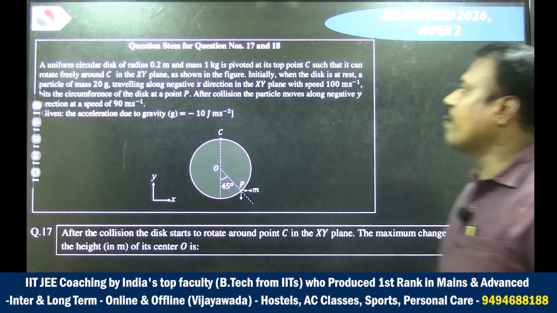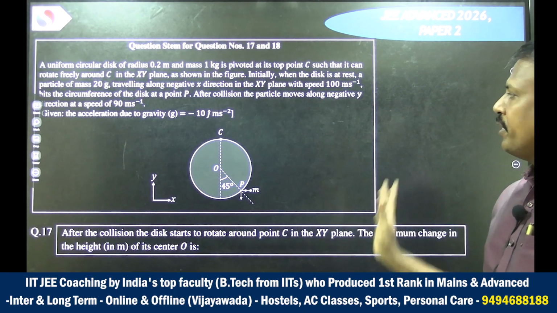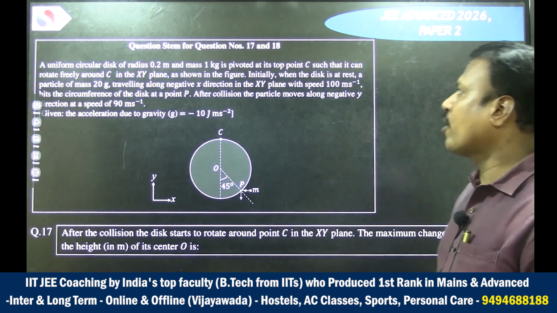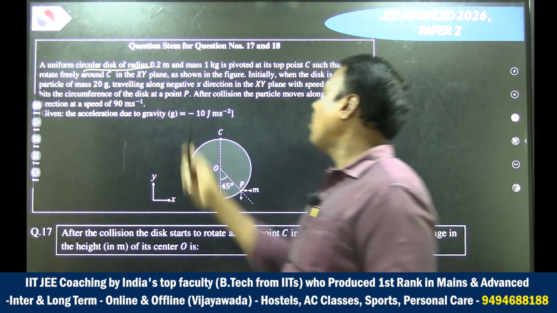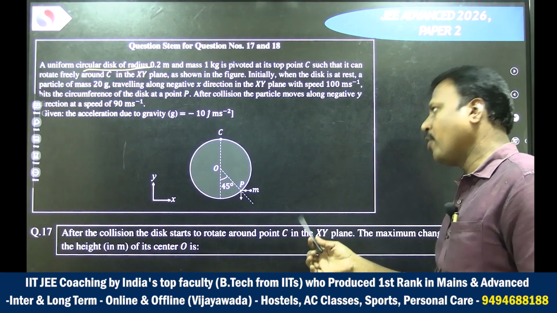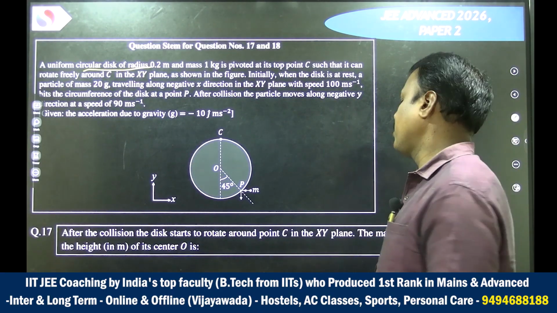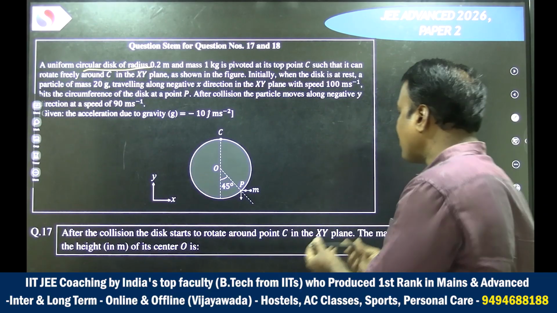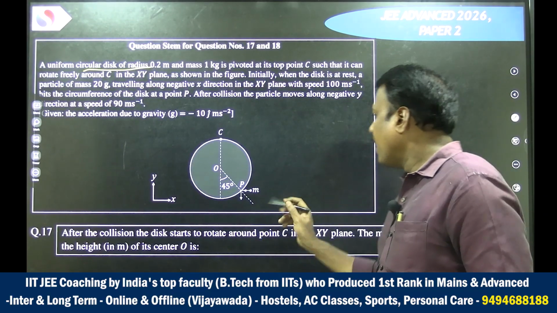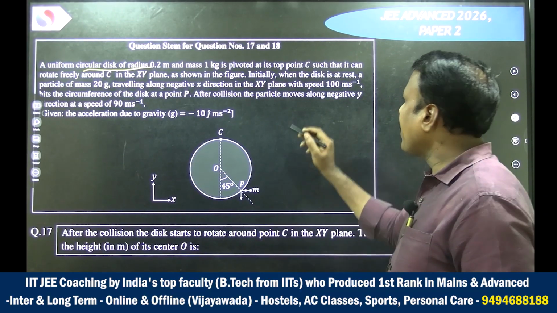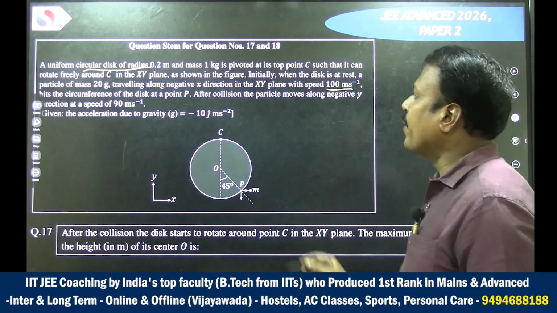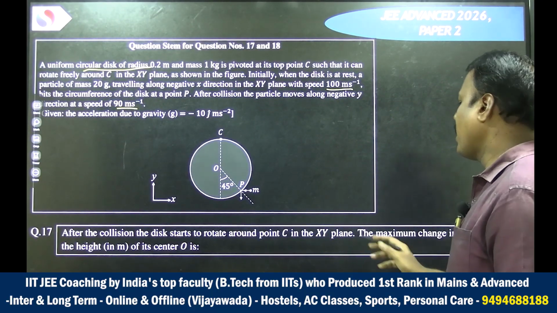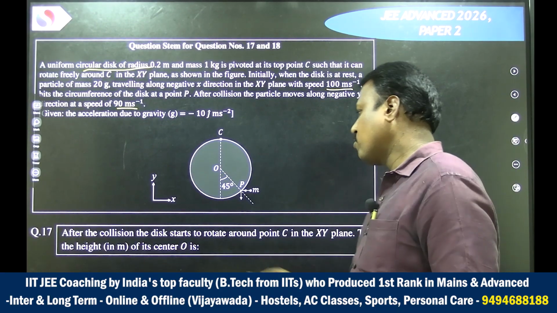Look here, this is sum number 17 and 18 based on this arrangement. It is a circular disc of radius 0.2 and mass 1 kg. It is pivoted at point C. Now a particle initially moving in this particular direction strikes with a velocity of 100 meter per second. After striking, the velocity becomes 90. Acceleration due to gravity is also given like this.